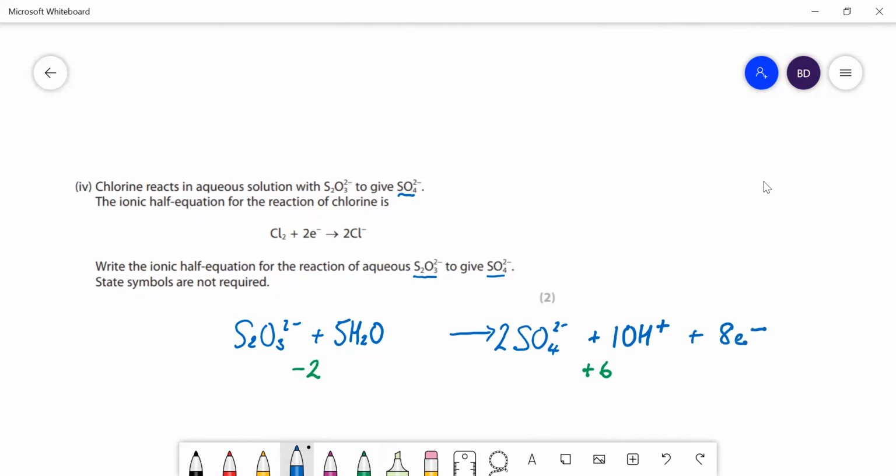Okay, and if you just want to check the oxidation numbers there, that's the right number of electrons. Each sulfur there's got a +2 oxidation state, each sulfur there's got a +6, so each one's gone up by 4 electrons, but there are 2 sulfurs, so that's why we need 8 there.